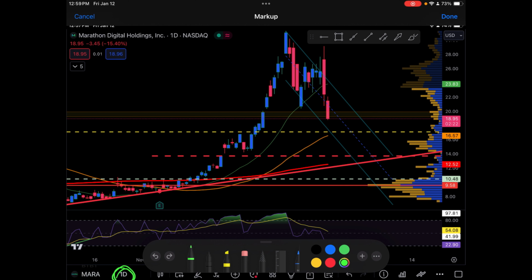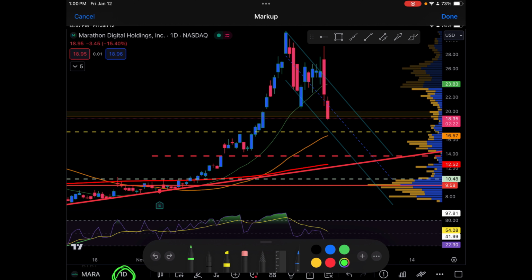If you look on the volume profile over on this side here, this is all just open air. There's nothing there holding us up, no support. The closest support is down here, just under $16, which is also where the 20 EMA is going to be our support.